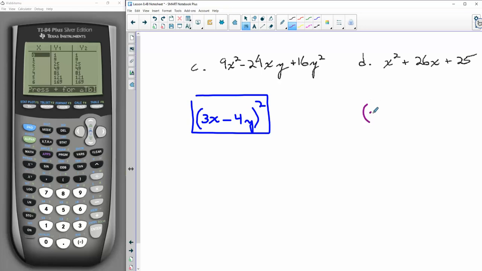X times x is x squared. 5 times 5 is 25. Here's the problem. 5 times x is 5x. 5x doubled is not 26x. So this is, let's write it like this: 2 times x times 5. That doesn't equal 26x. So this can't be right.